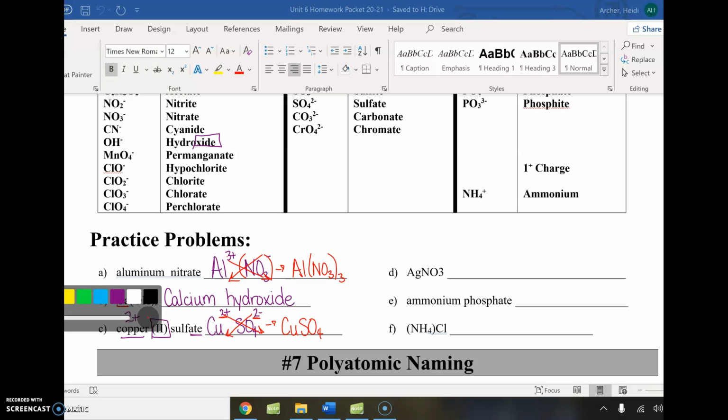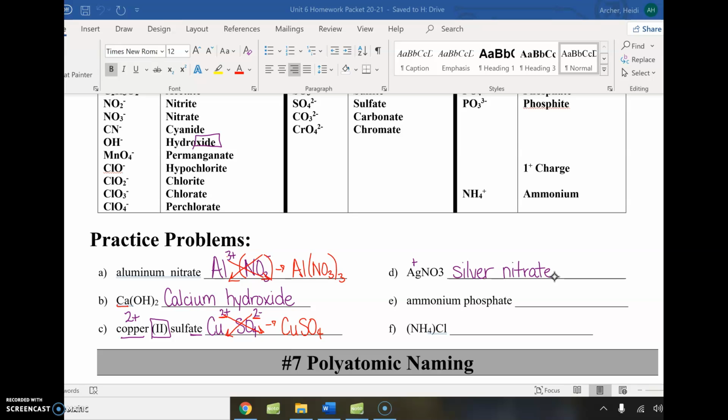Now I'm going to go over here. We've got silver and nitrate. Silver is just silver. Now silver is a transition metal, but remember it's one of the ones that only has one oxidation state. So it's always a +1. And I don't need to write a Roman numeral because that's the only option. Nitrate is NO3. It's polyatomic. So I just write what its name is and I can't change anything.